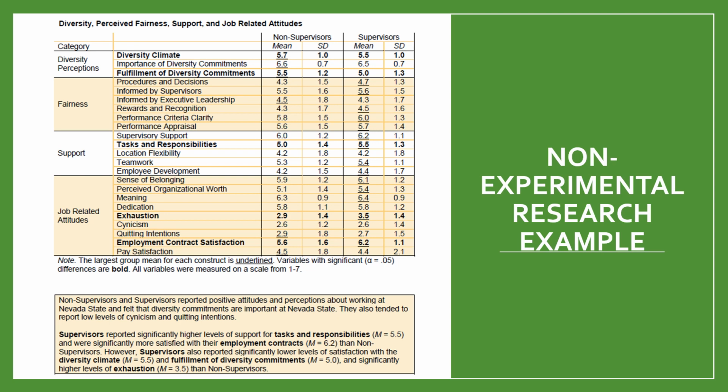So here are some more results comparing supervisors and non-supervisors in the Organizational Climate Survey. And here we're looking at diversity climate, fairness, support, and job-related attitudes. So in this case, for most of these, you want higher scores if it's measuring something positive and lower scores if it's measuring something negative. So you can see overall that supervisors tended to report significantly higher levels of support for tasks and responsibilities. They tended to be more satisfied with their employment contracts. They also reported significantly lower levels of satisfaction with diversity climate and fulfillment of diversity commitments.